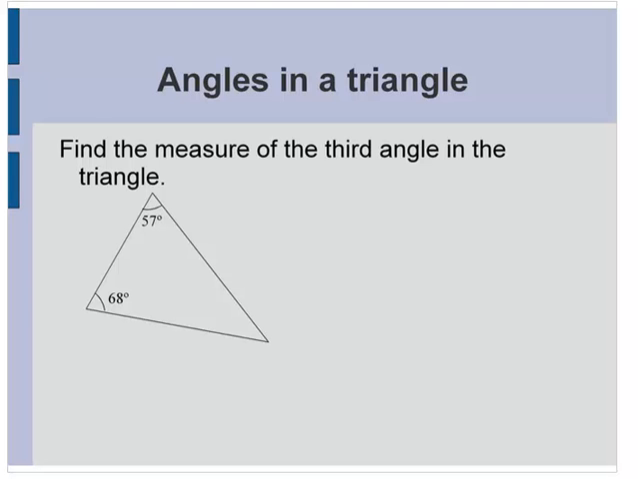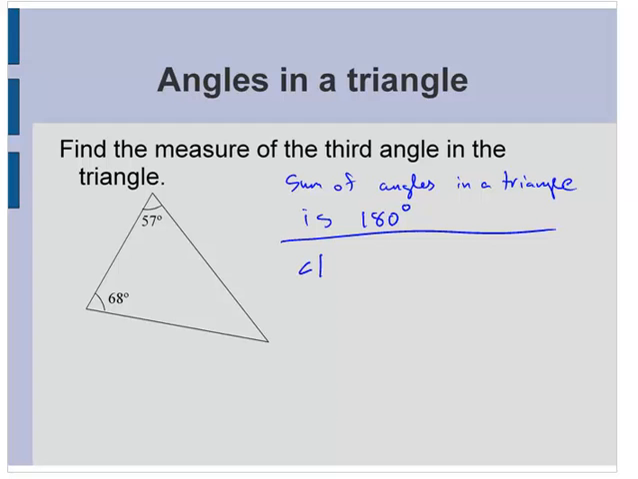Angles in a triangle. We're asked to find the measure of the third angle in the triangle. It is known that the sum of the angles in a triangle is 180 degrees. So basically, angle 1 plus angle 2 plus angle 3 must add up to 180 degrees. Well, 57 plus 68 plus angle 3, let me call that x, is 180 degrees.